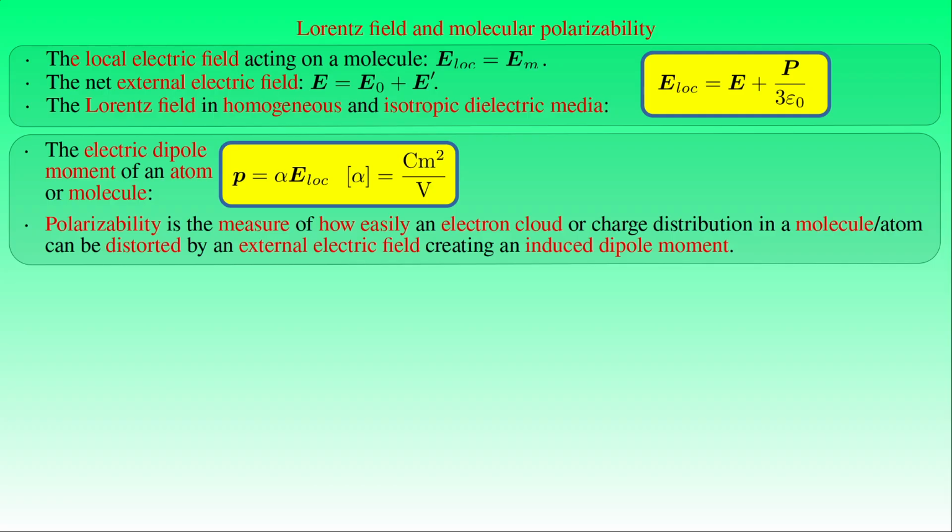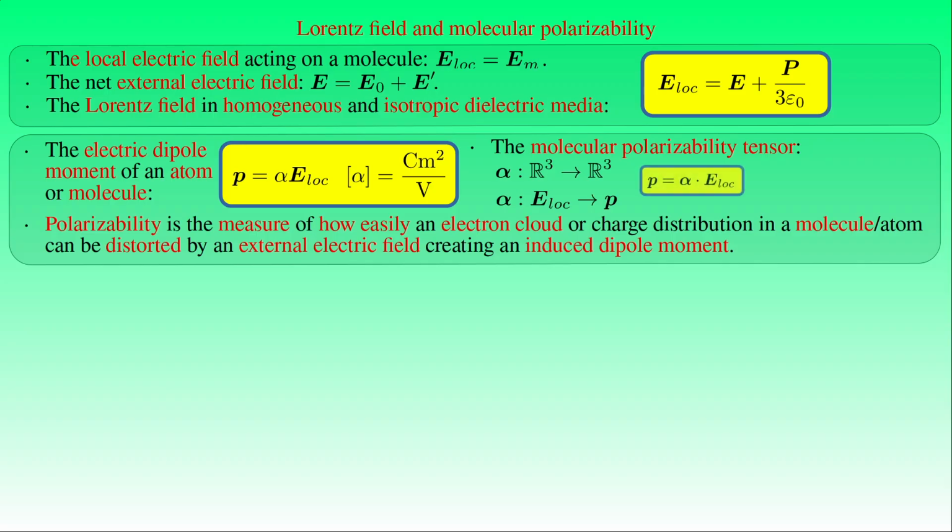The anisotropic version of molecular polarizability is its generalized form called the molecular polarizability tensor, which is a symmetric second-rank tensor mapping the vector field of the local electric field strength at any point within the dielectric to the electric dipole moment of a molecule at that point due to polarization. That is, the dipole moment p of the molecule is given by the contraction of the molecular polarizability tensor alpha of the dielectric with the local electric field E loc acting on the molecule.